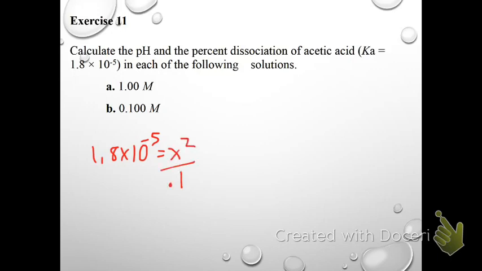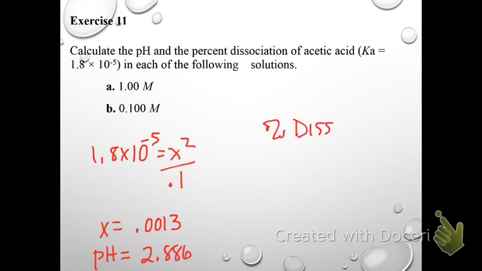Then for the next one, 1.8 times 10 to the negative 5 is equal to x squared over 0.1. So x is 0.0013. pH ends up being 2.886. So then percent dissociation is 0.0013 over 0.1 times 100, which is 1.3%. So it went up by about 3 times when we went down. One more to work, and then we'll stop.